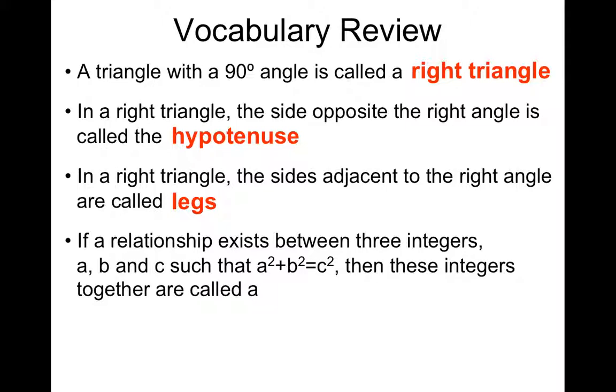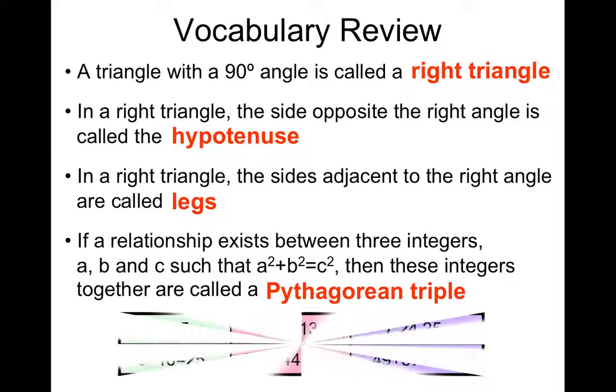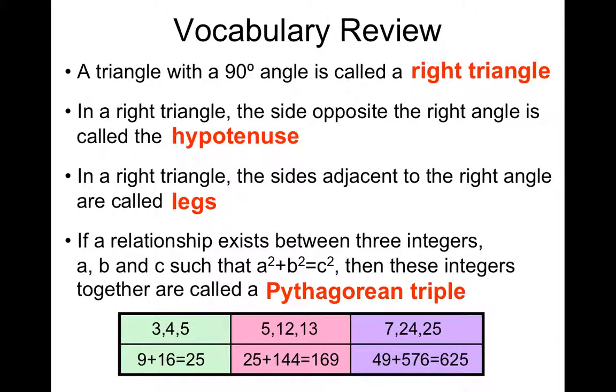And finally, if we have three integers such that a squared plus b squared equals c squared, then these integers together are called a Pythagorean triple. And there are lots of Pythagorean triples, but there are three that you should really memorize, and those are 3, 4, 5, because again, 3 squared is 9, 4 squared is 16, and 5 squared is 25. So 3, 4, 5; 5, 12, 13; and if you're feeling like it, you can remember 7, 24, 25. We'll talk more later about why it's so important to memorize Pythagorean triples, but for right now, if you can just remember 3, 4, 5, that's a good start.